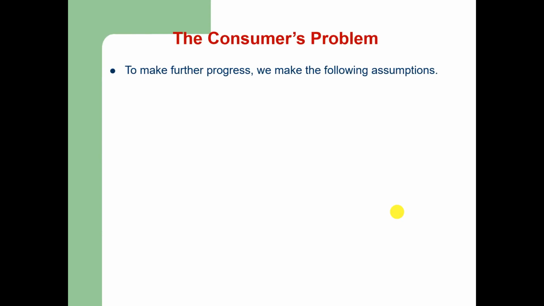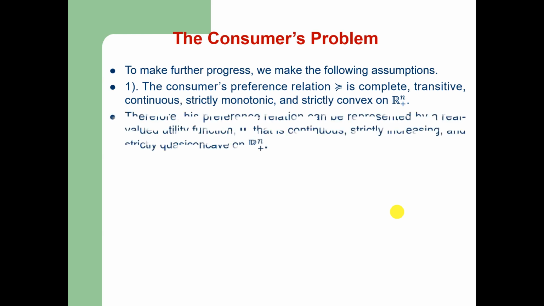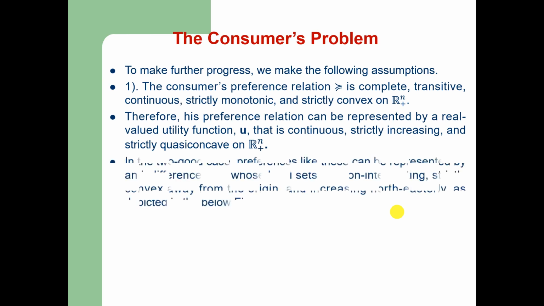Next, to make further progress, we make the following assumptions. The first assumption is that the consumer's preference relation or the binary relation is complete, transitive, continuous, strictly monotonic, and strictly convex on non-negative orthant. Therefore, the preference relation of the consumer can be represented by a real valued utility function U that is continuous, strictly increasing, and strictly quasi-concave on non-negative orthant.